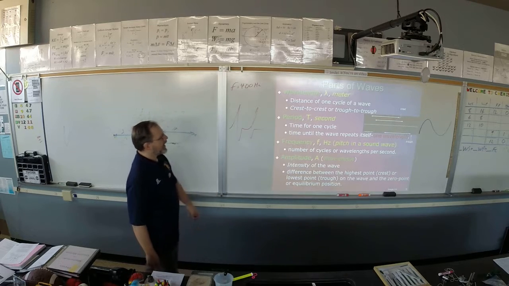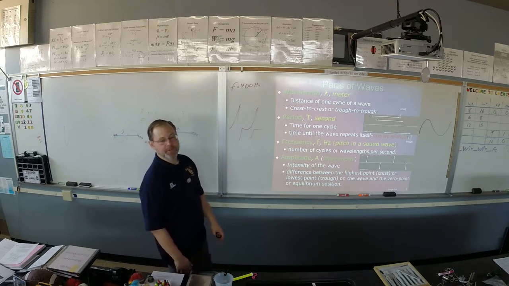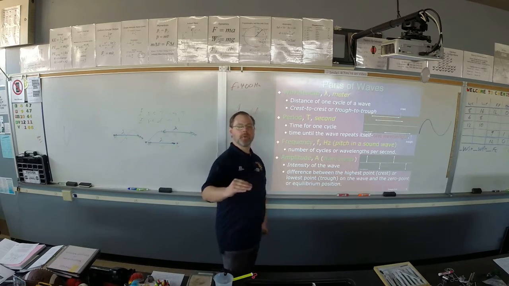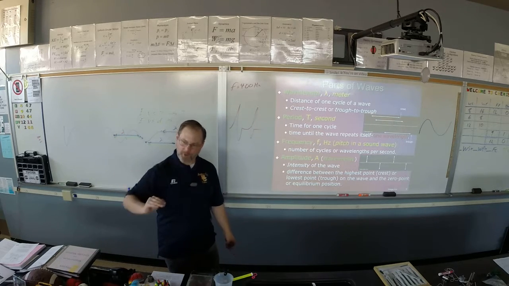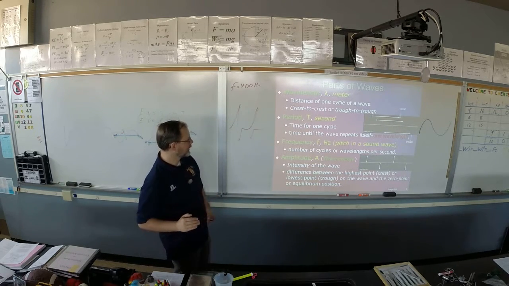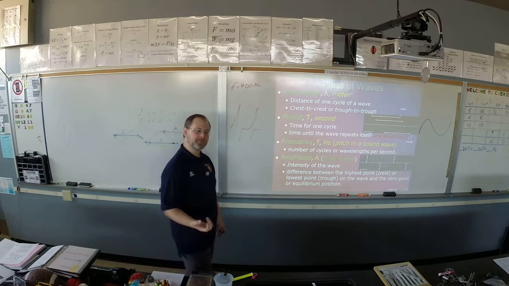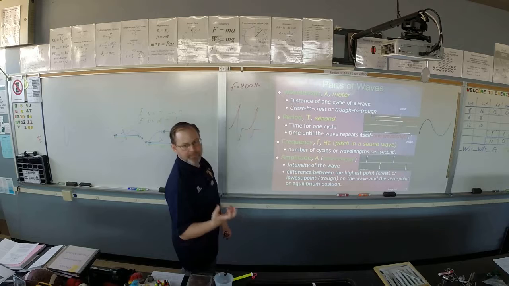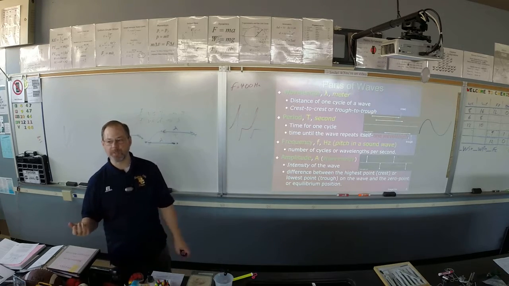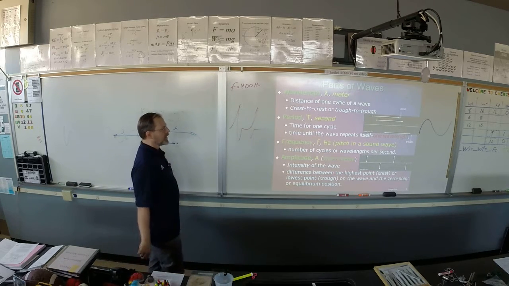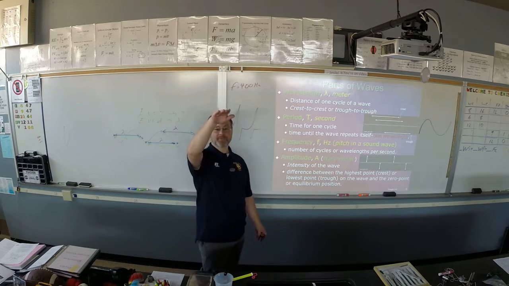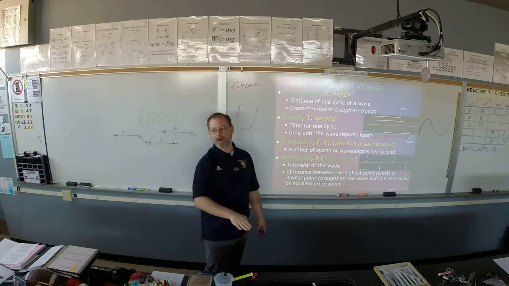Okay, so amplitude is wave energy measured from the equilibrium point to what is called the crest or the trough. So it is the intensity of the wave, it is the volume of the wave, it is the loudness of the wave, it is how much wave energy is being carried by the wave. And it's measured from the equilibrium to the crest or equilibrium to the trough.